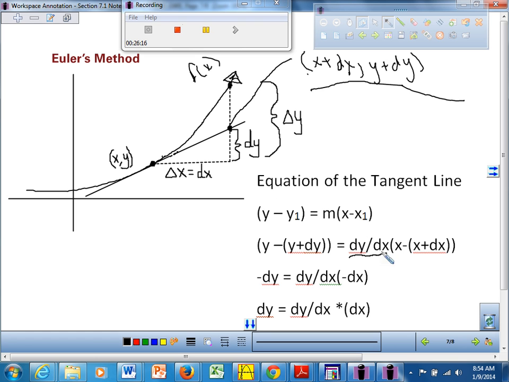So I replace m with dy dx times x minus the x coordinate, which is x plus dx. So simplifying, I end up with negative dy equals dy dx times negative dx. The negatives cancel, and to find dy, all I ever have to do is take my dy dx times dx. Now that doesn't mean much until we look at the problem, but that's very helpful. So start at, this is the important part for Euler's method. Find a way to find how much it's going to move on the tangent line.